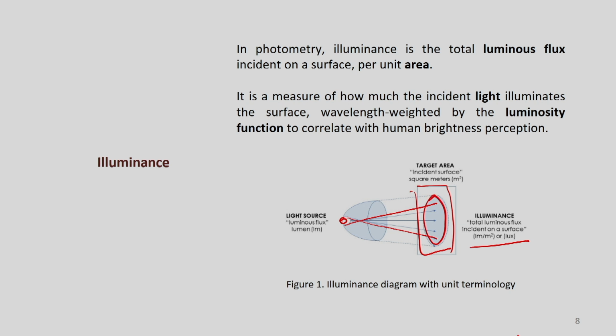So, it is a measure of how much the incident light illuminates the surface, wavelength weighted by the luminosity function to correlate with the human brightness perception. This brightness perception, of course, varies from person to person, but this illuminance measurement is constant for everyone, because it is a physical measurement, an instrument measurement. So, it is constant, but the perception of that may vary from person to person.